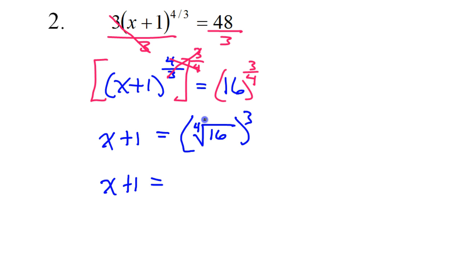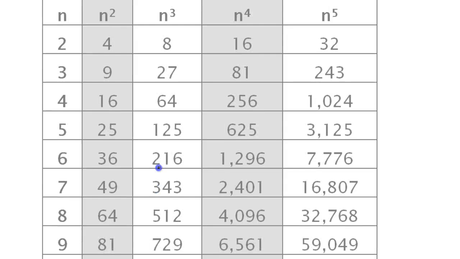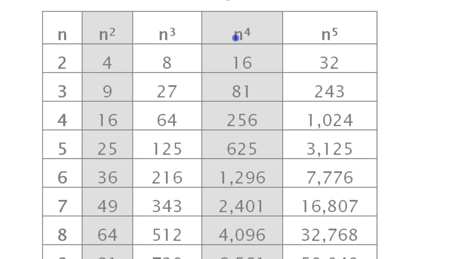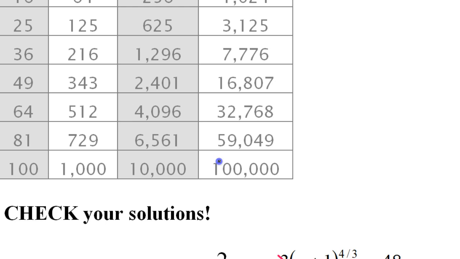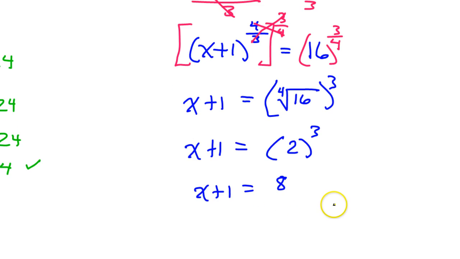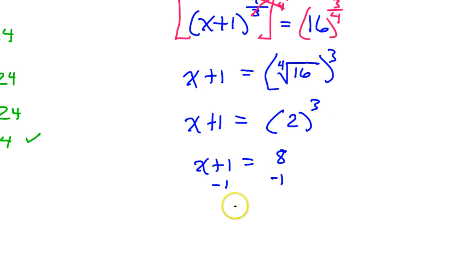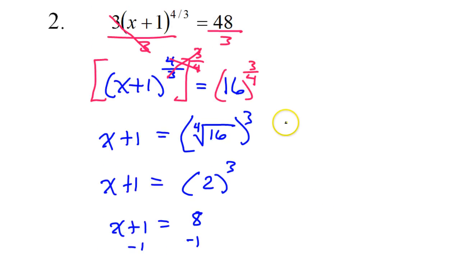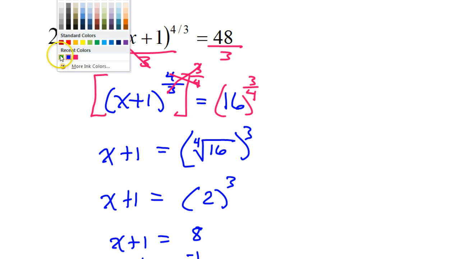Now let's see, what's the 4th root of 16? I have this memorized, but you might not. 4th root, so I look at this column. There's my 16. Boom, it's 2. So the 4th root of 16 is 2. That means I have 2 in there, 2 to the 3rd power. 2 to the 3rd power is 8. And then I subtract 1 from both sides. So that gives me x equals 7. So that's probably the answer. But we should check our answer.